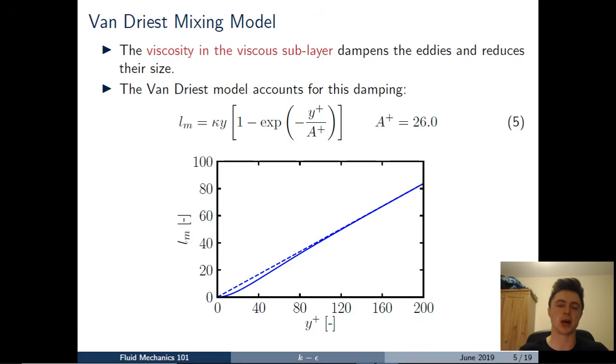You've got kappa and y at the front multiplied by some exponential decay. And you can see from the plot there, the dashed line being the original Prandtl model, which is just linear. As we move away from the wall, the mixing length gets larger. But then the solid line shows that when we account for the viscosity in the viscous sublayer, as we approach the wall, the mixing length is smaller than we expect from the Prandtl model. And this really forms the basis of early RANS turbulence models. And the reason I've introduced this, you'll see later, is because it also motivates some of the decisions in the standard k-epsilon model. And we'll return to this a bit later.